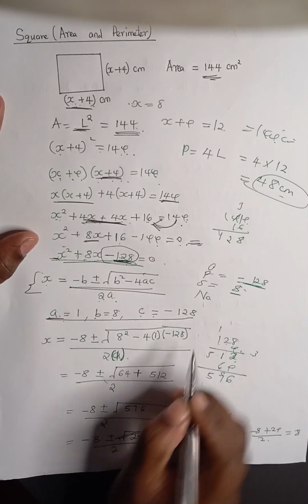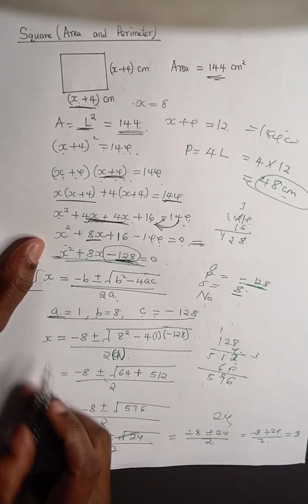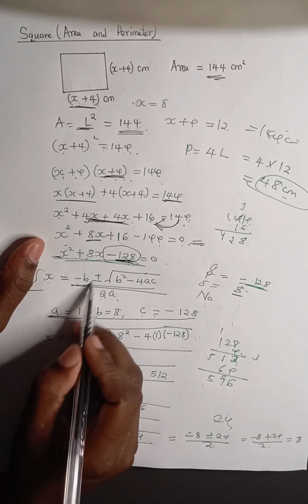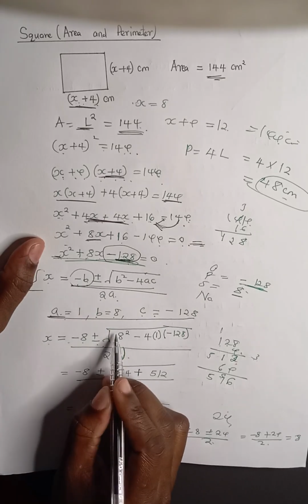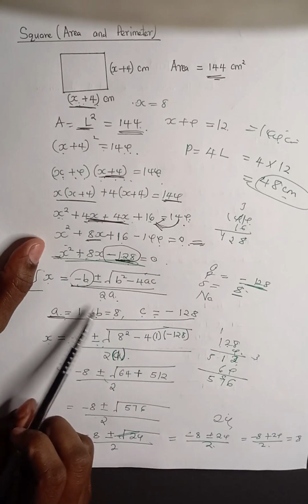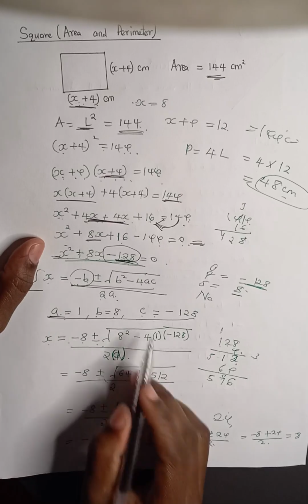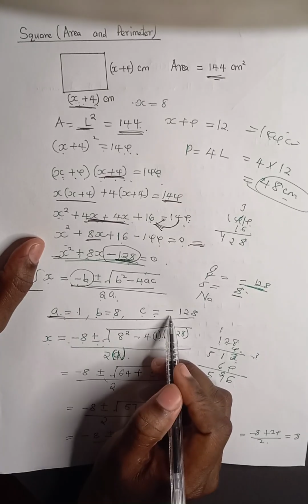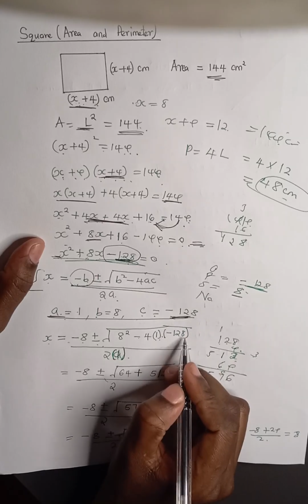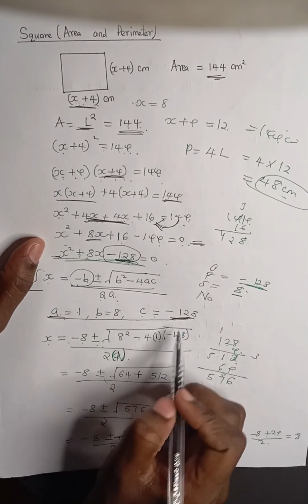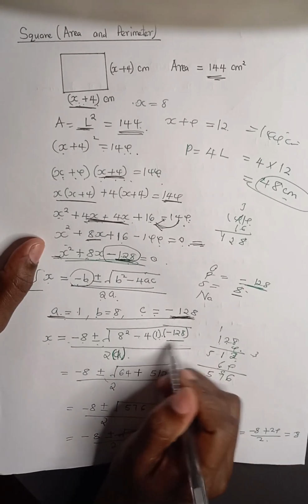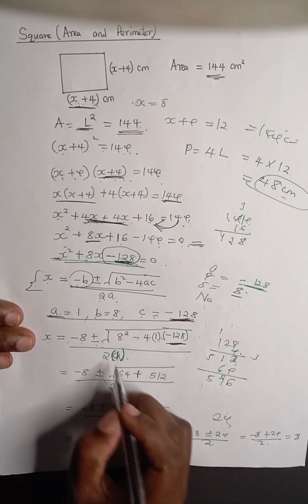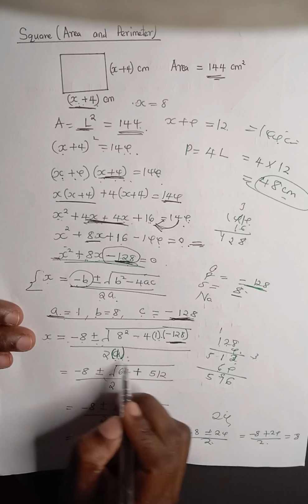Now, those are the values that we have. We replace them in the formula. x equals negative 8, which is negative b, plus or minus the square root of b squared, which is 8 squared, minus 4 times 1, which is a, times negative 128, which is the value of c. Now, you have to remember to carry the negative with you as you replace it here, because the constant carries a negative. Now, you divide by 2 times 1, the value of a.